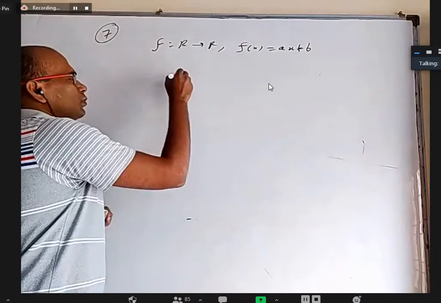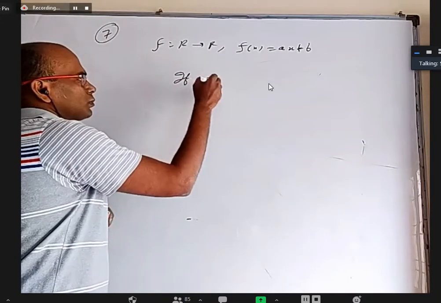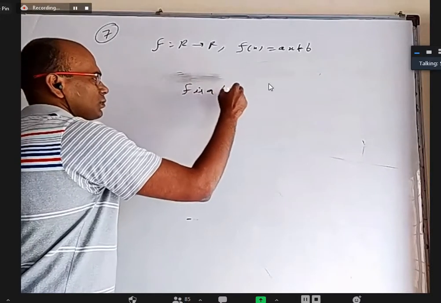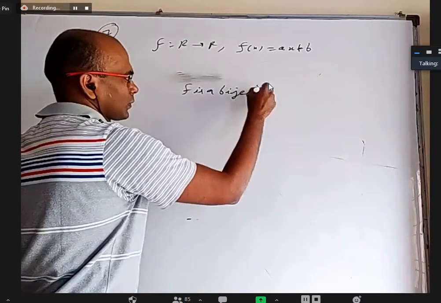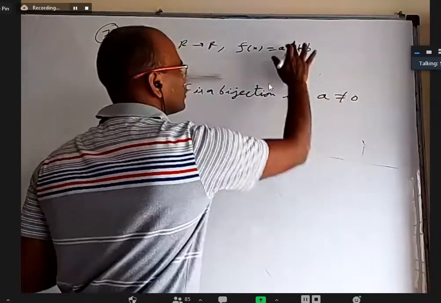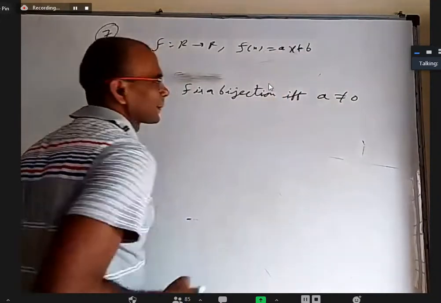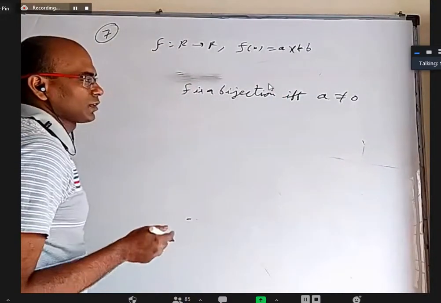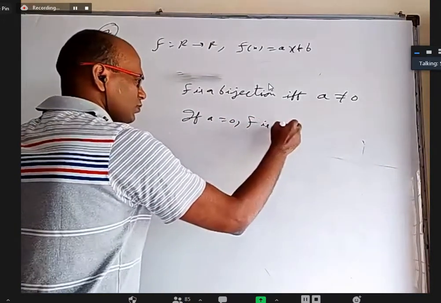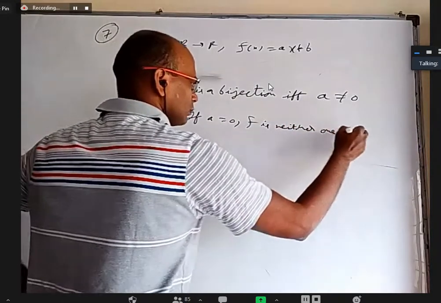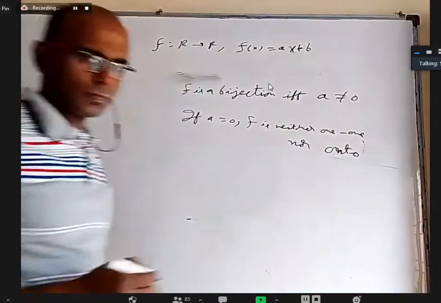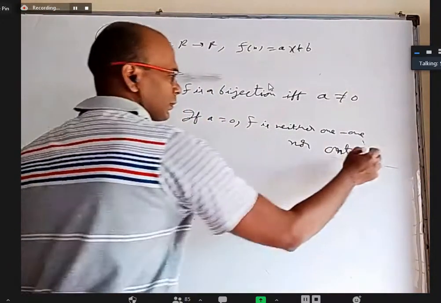If A is not equal to 0, or I can write like this: F is a bijection if and only if A is not equal to 0. If A equal to 0, F is neither one-one nor onto. That is sufficient now for all the options to work.